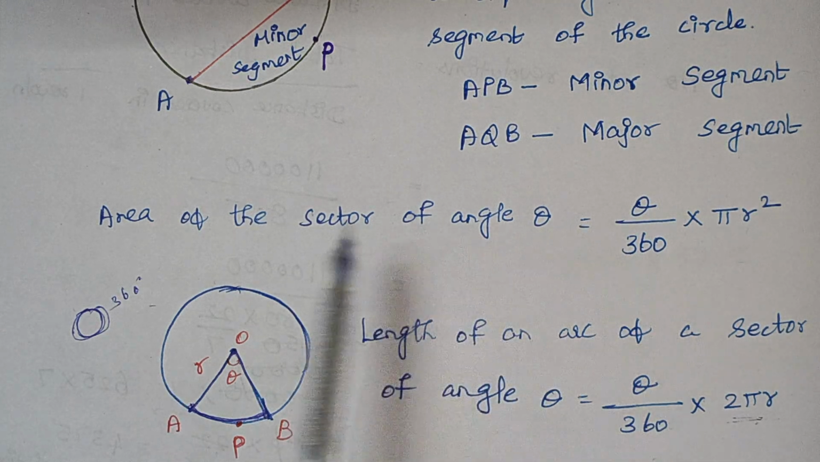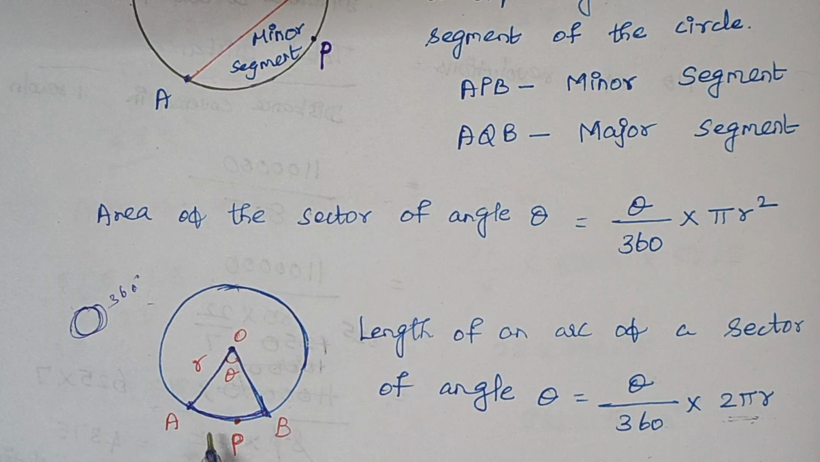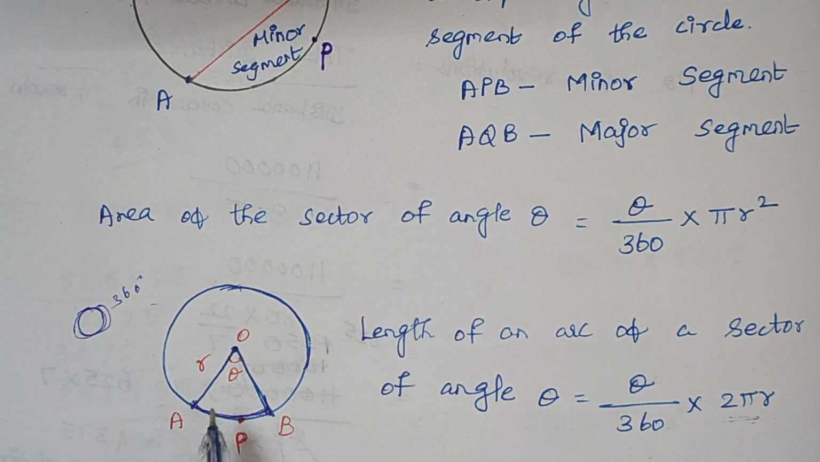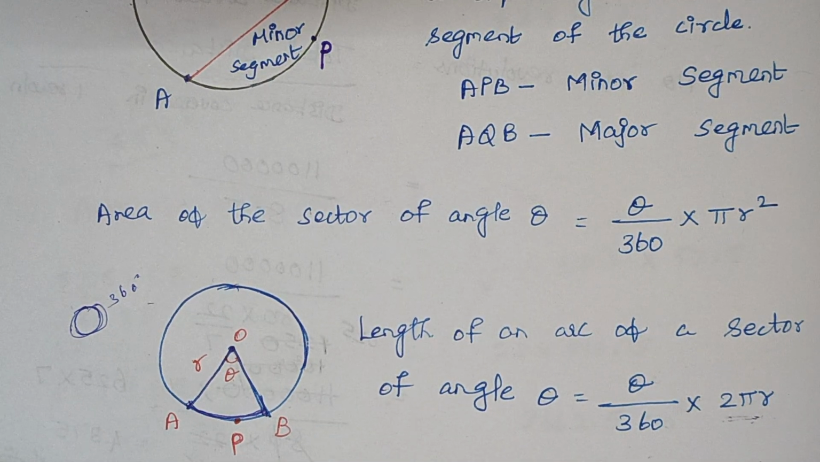If you want to find the area of the sector, you have to use the formula with pi r square. If you want to find the length of the arc, this is a part of your circumference. Therefore, here you include 2 pi r.